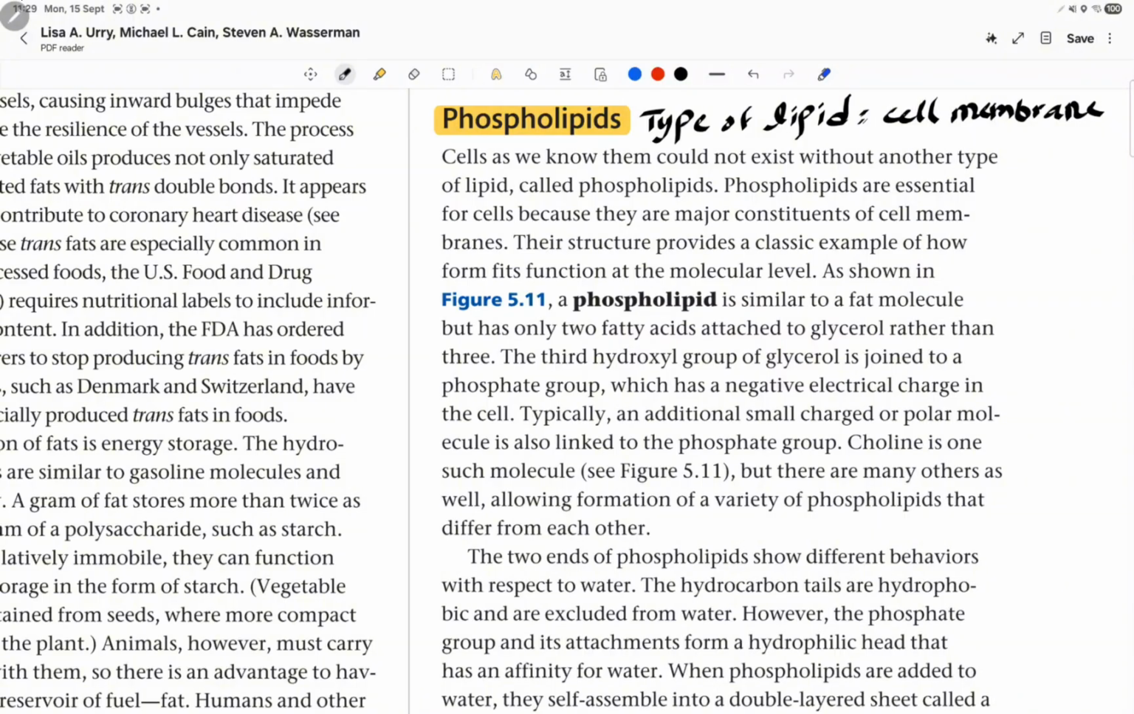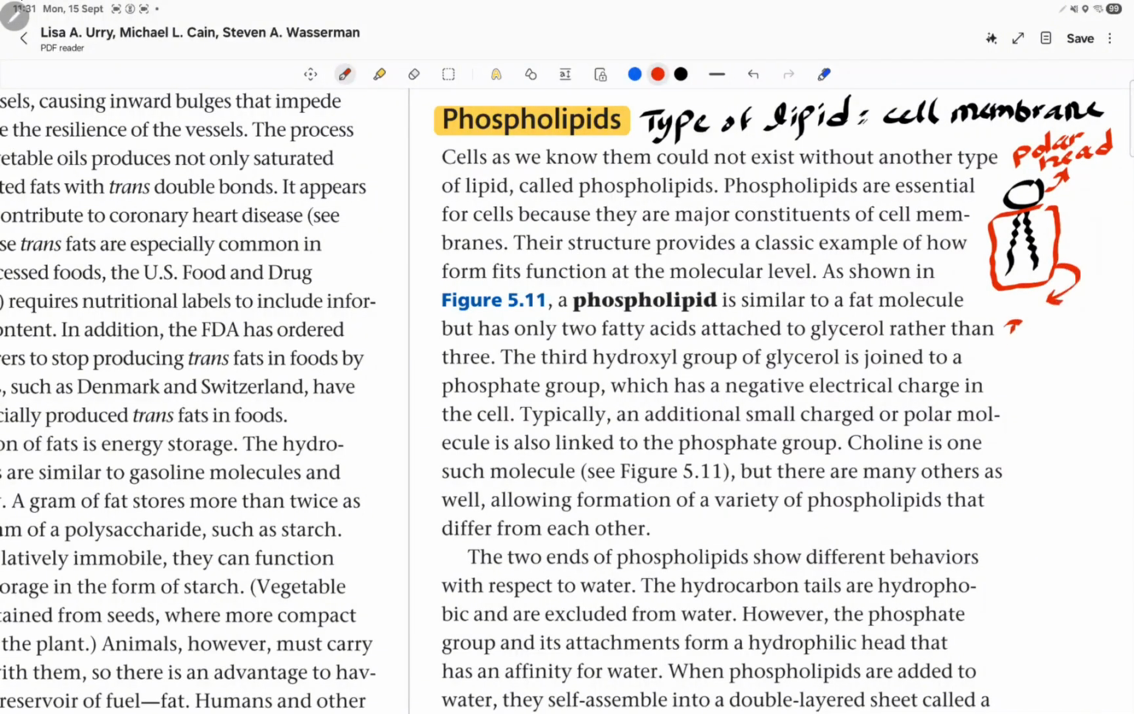Now, a phospholipid is going to be made of two parts: the hydrophilic head and the hydrophobic tails. So the circular area is called the polar head or the hydrophilic head, while these tails here, they are called the hydrophobic tails. They're hydrophobic, they basically hate the water, but the head is hydrophilic, it likes the water.